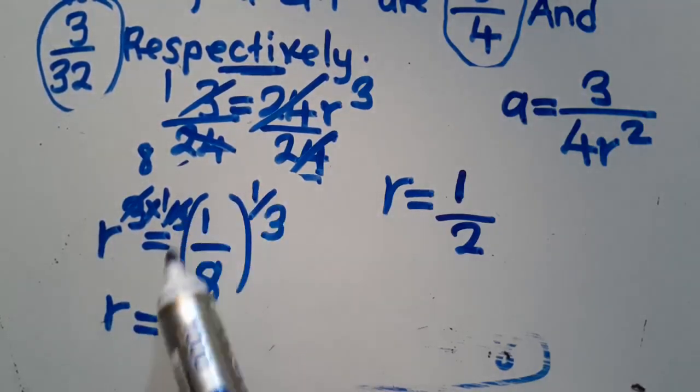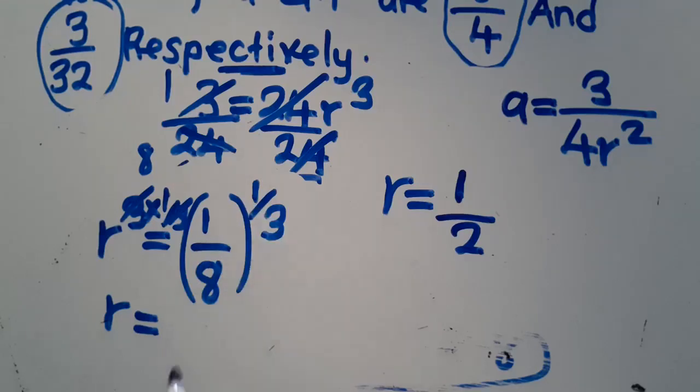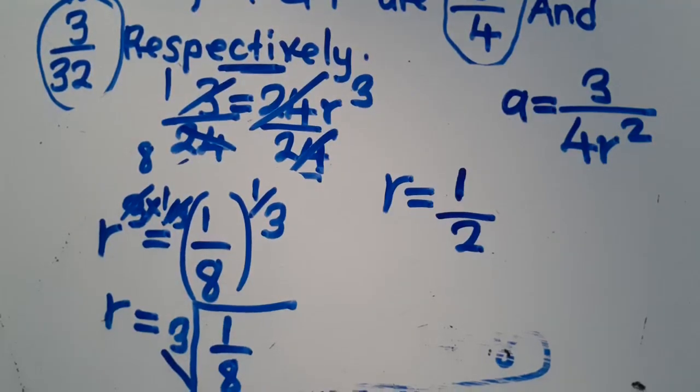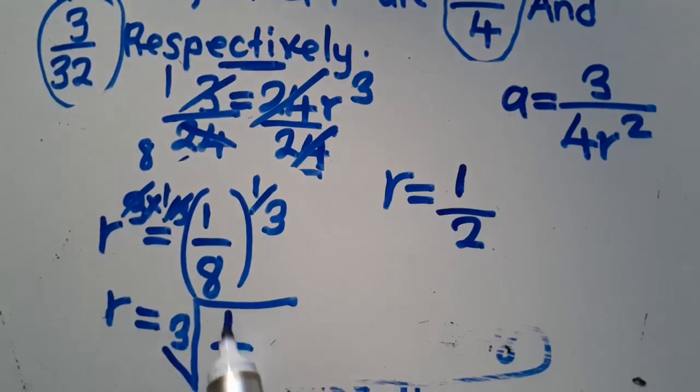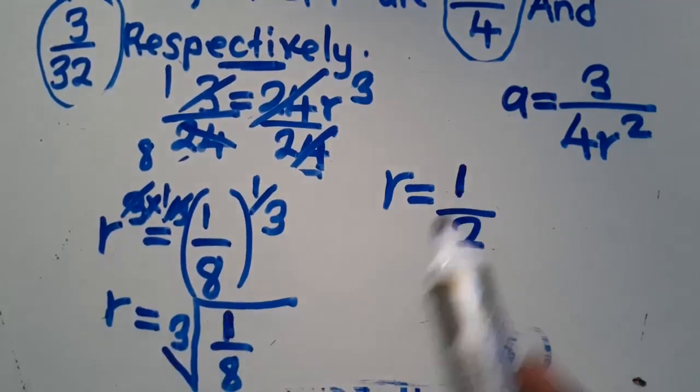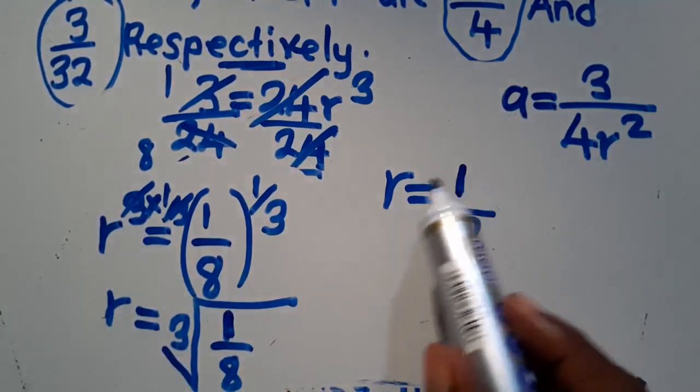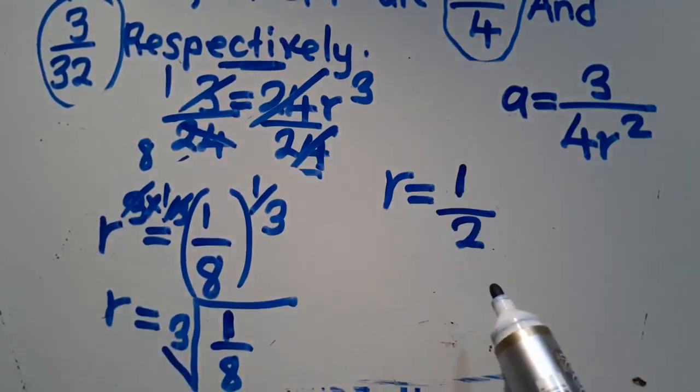So what does this mean? This means that it is the cube root of that. You put a 3 there, then you say 1 over 8, like this. You follow now the procedure. Which number can you multiply 3 times to get 1? It is 1. Which number can you multiply 3 times to get 8? It is 2. So our common ratio is 1 over 2.